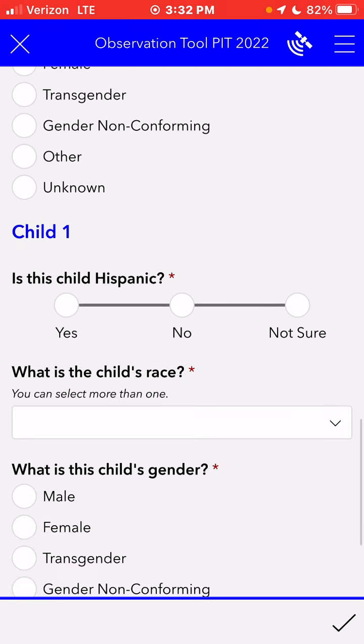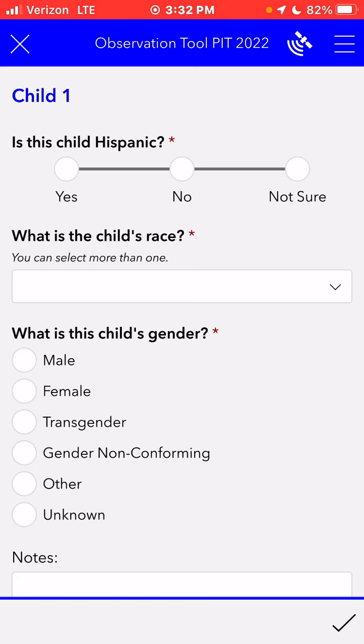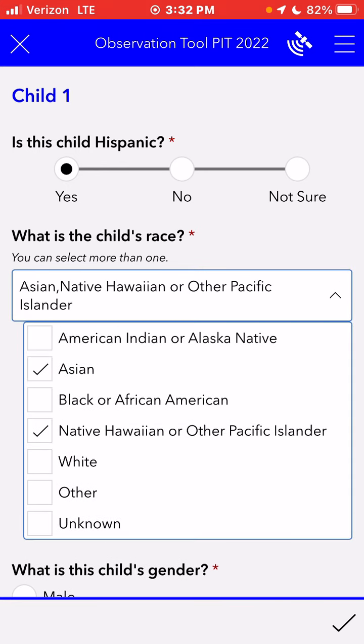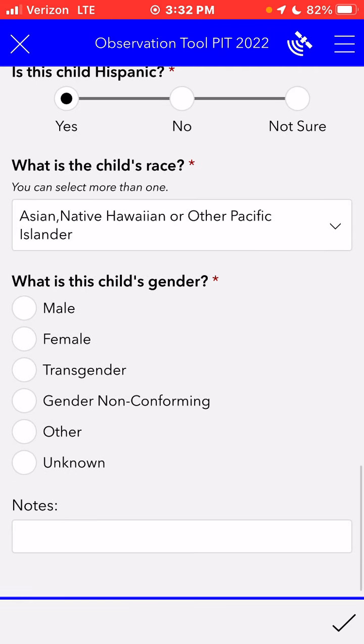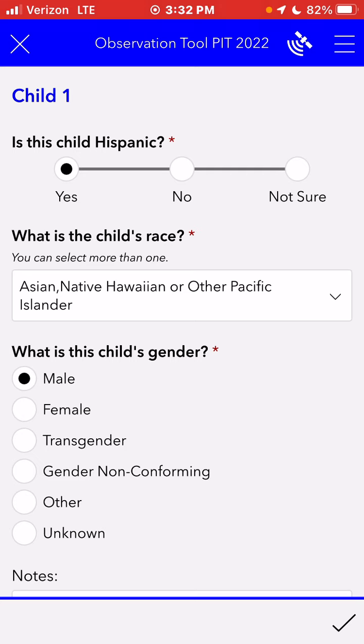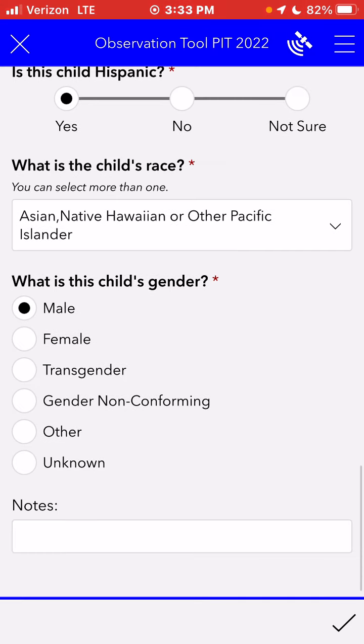Now moving on to the child, it asks, is this child Hispanic? What is this child's race? You can select more than one. Let's go with Asian and Native Hawaiian or other Pacific Islander. What is this child's gender? Male, female, transgender, gender nonconforming, other or unknown. The observation tool can be a bit tricky because it's just based off of what you see. That's okay, and if you aren't sure of your answer, go ahead and press other or unknown.